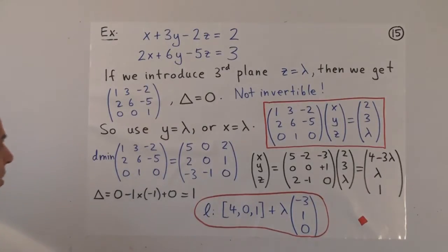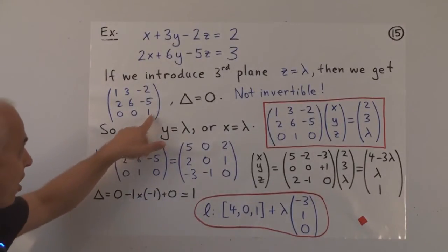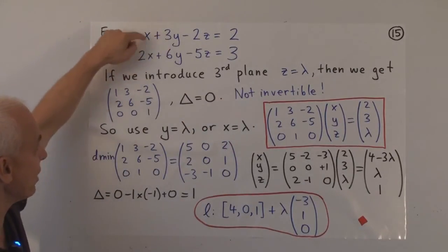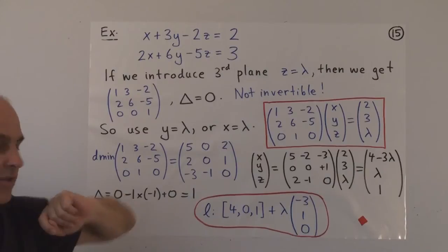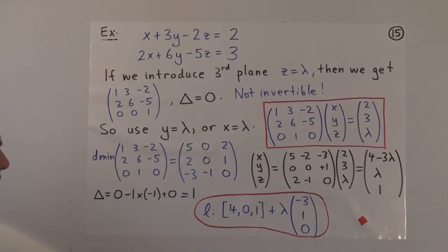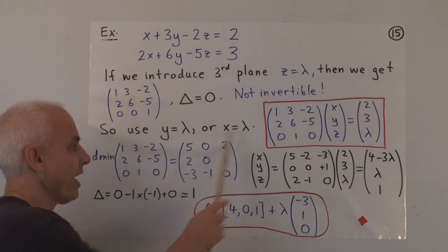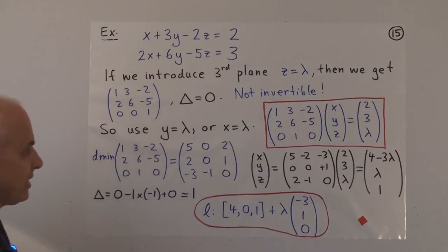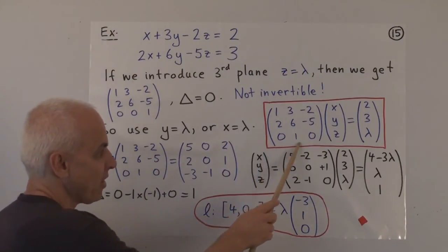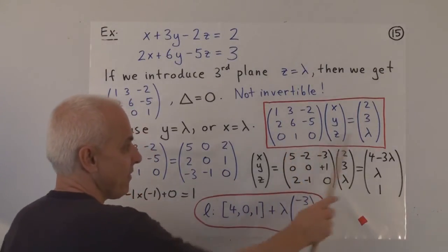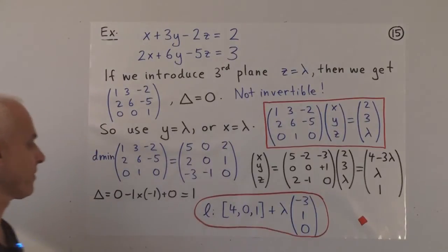What we've done wrong is we've introduced the wrong plane, because this little 2 by 2 matrix was 0. So in this case we should use y equals lambda or x equals lambda. Let's use y equals lambda. So then our third plane is y equals lambda, and the system looks like this.